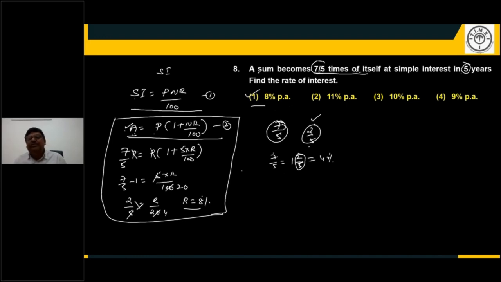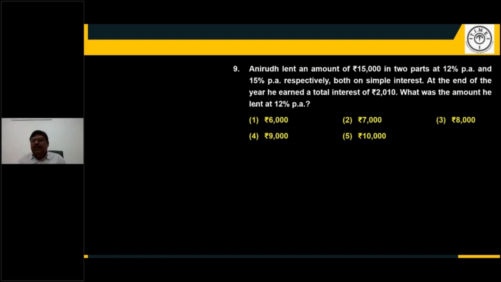Right? 1 by 5 is 20%, 2 by 5 is 40%. So the interest is 40% for 5 years. For 5 years, if it is 40%, per year it is 8%. 8% per annum. Per year it is 8%. Right? Okay. Yeah, this one also, come on please, you should try to minimize your writing.